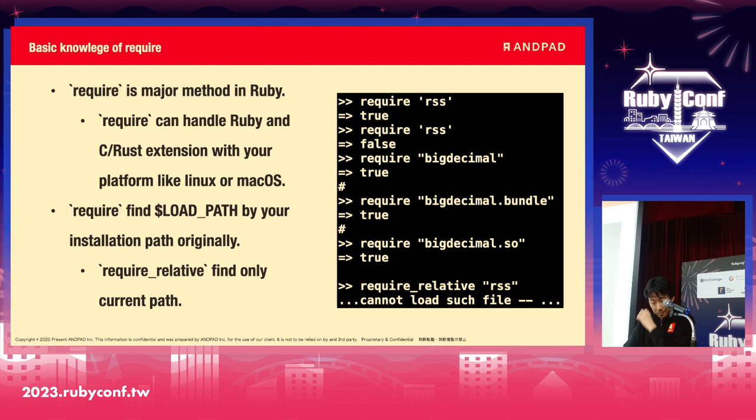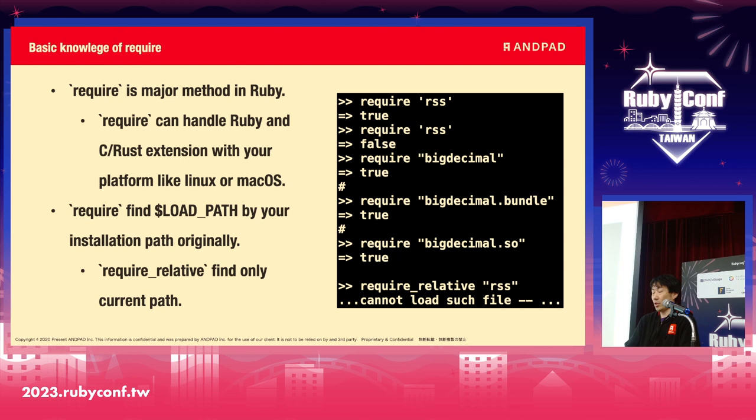require will search from the load path. There are load paths like your Ruby installation paths. Additionally, require can load C extensions such as .so on Linux, .bundle on macOS, or .dll on Windows. require will fall back across these extensions. If you load bigdecimal.so on macOS, Ruby's require loads the .bundle too. You don't need to care about these extensions yourself.